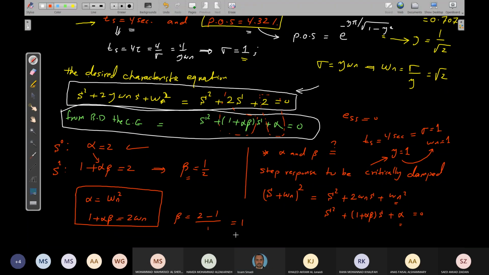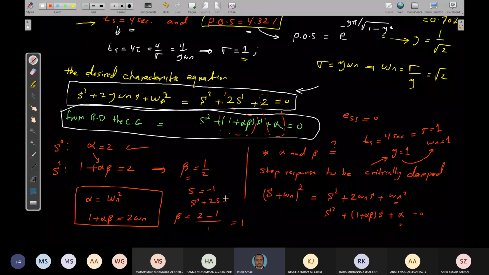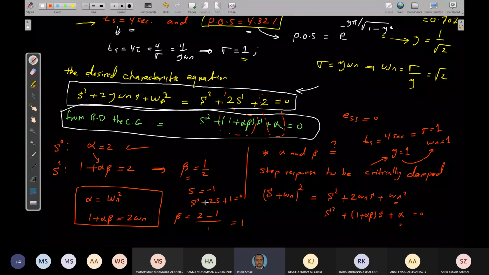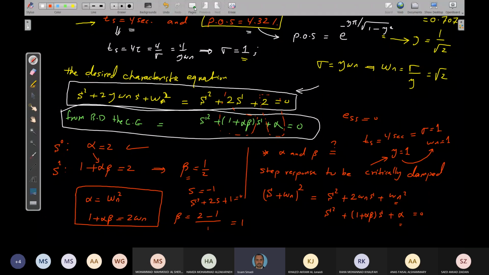So here the root actually is s equal to minus 1. This characteristic equation is s squared plus 2s plus 1 equal to 0. Now, let's discuss another example before going to the next chapter.